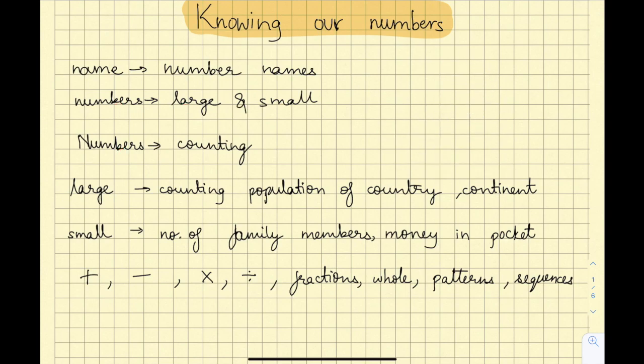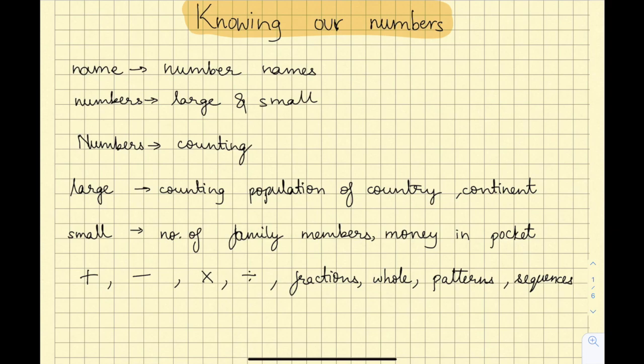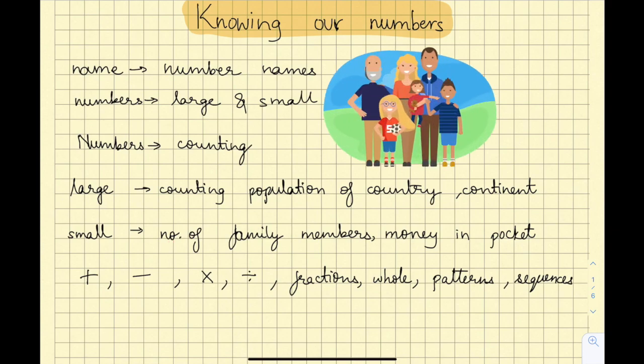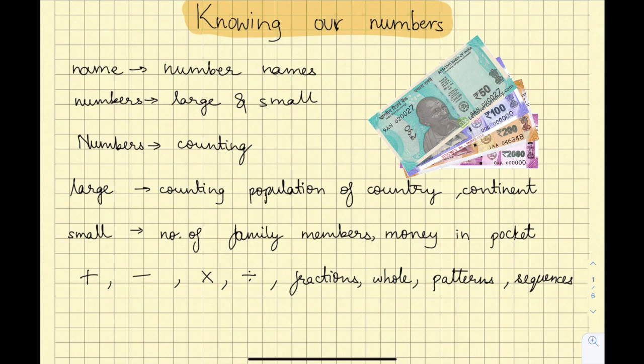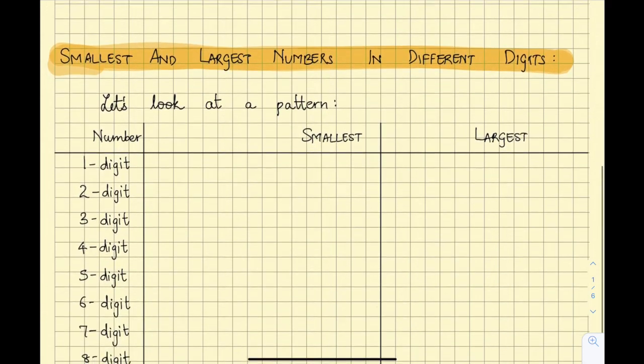And these numbers are very helpful in counting objects. Large numbers are used for counting the population of a country and a continent. Small numbers are used to count the number of family members, or the money in our pockets. With numbers we add, subtract, multiply and divide. We have also done fractions based on numbers. We have learned about whole numbers in our previous class. We have done patterns and sequences using numbers. Let's learn something more about numbers.